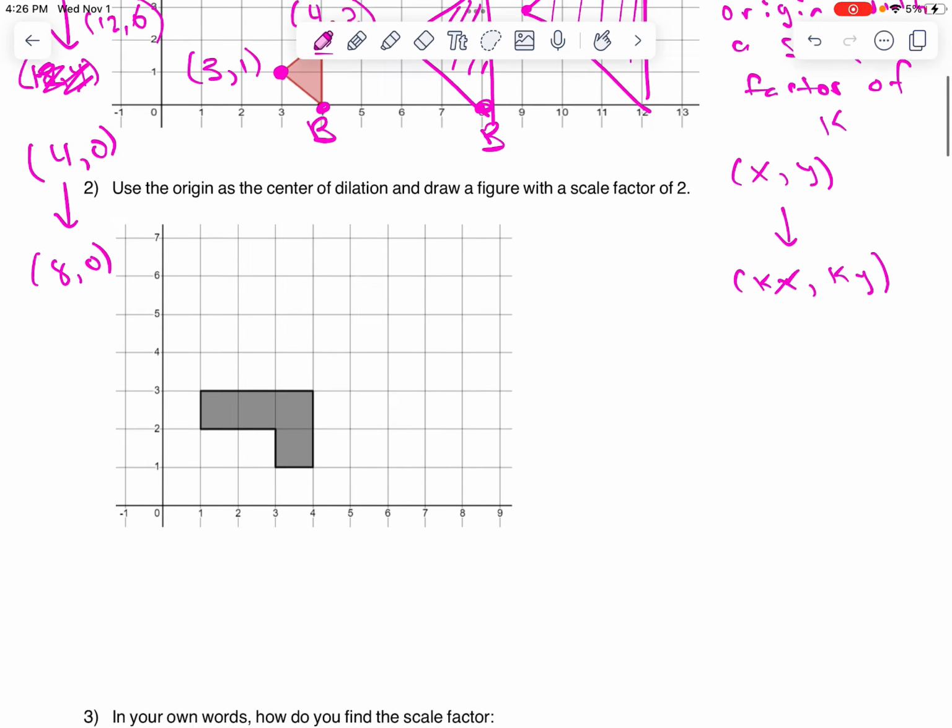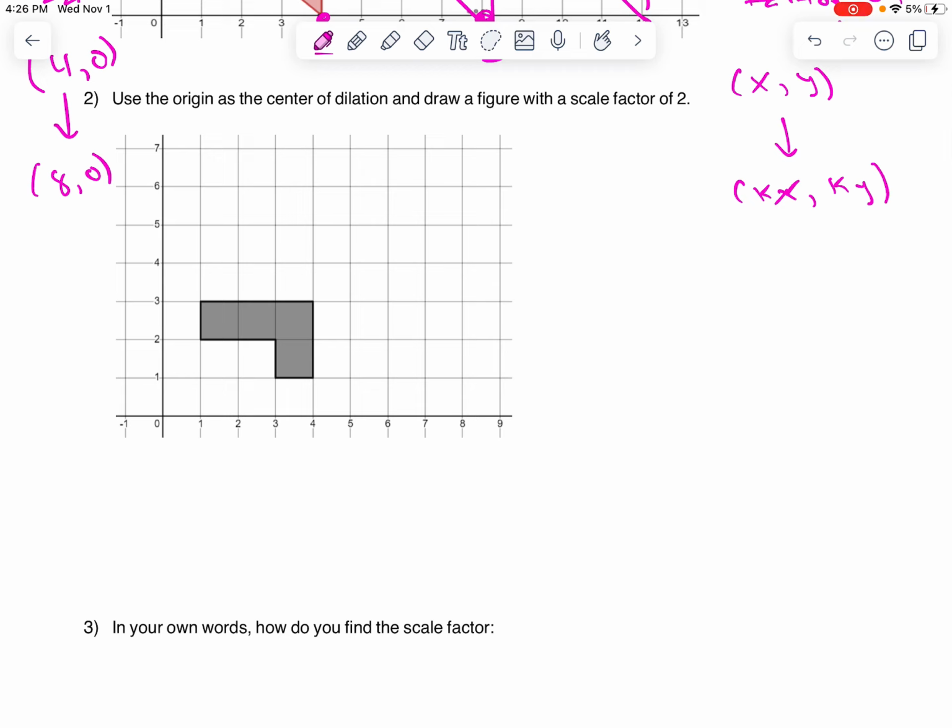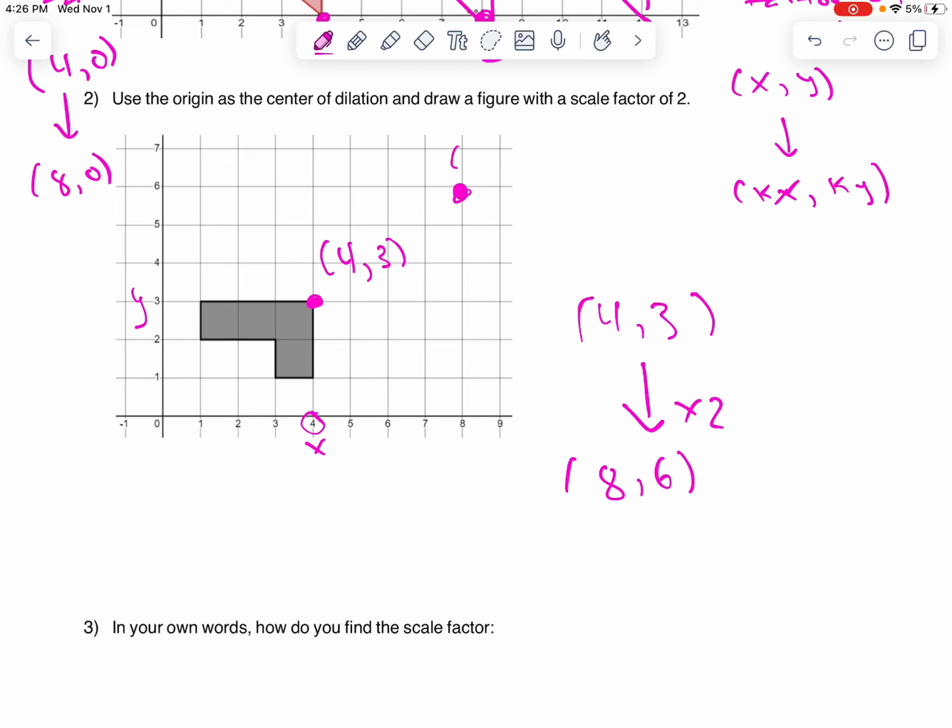Okay, so let's go and do that right here with this one, dilating this with a scale factor of 2. I'm just going to pick one point. This point right here is 4, 3. Remember, the x value goes first, the y value goes second. So x is 4, y is 3. Now 4, 3, we're dilating this by a scale factor of 2, so it's going to become 8, 6. So that point now has moved to this point. And here, this point is 4, 1. That's going to go to 8, 2.